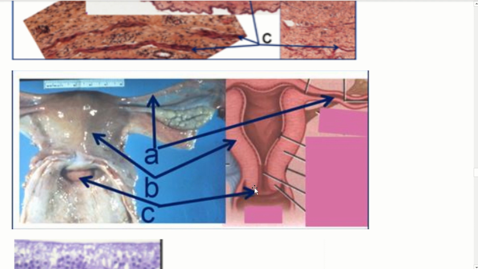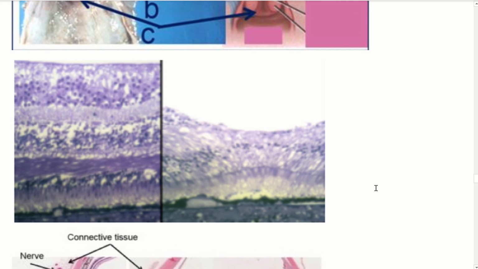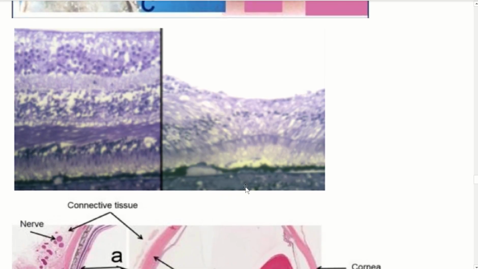C, it's pointing to this barrier between the uterus and the vagina. This down here is the vagina, right? Uterus, vagina. So this barrier in between them is going to be the cervix, okay? So that's the cervix. So this one right here, this is the retina, right?